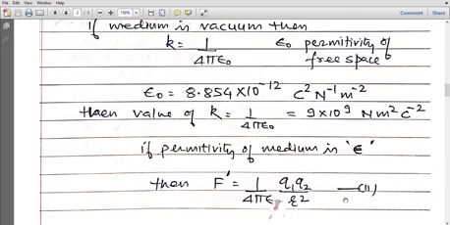If the permittivity of the medium is epsilon, because it is not compulsory that the medium between two charges is always vacuum, it may be some other medium also. Then the value of force F dash will be 1 upon 4 pi epsilon Q1 Q2 upon R square. Then we will not write epsilon 0. So the force depends on the permittivity of the medium, and you can see that force is inversely proportional to the permittivity of the medium. If the permittivity of the medium is high, then the force gets decreased.